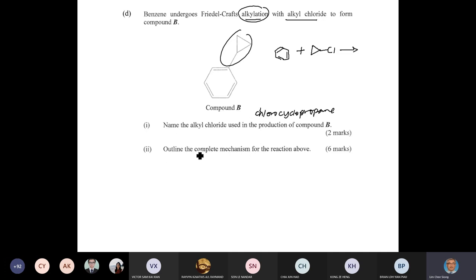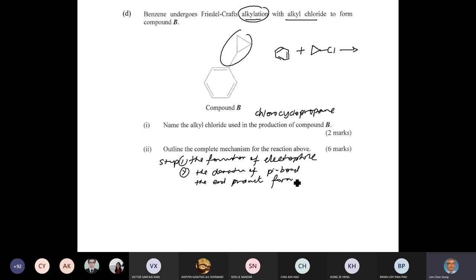Okay, outline the complete mechanism for the reaction above. Same thing, do not involve SN1, SN2, this is topic number 4. Please show step 1, the formation of the electrophile. Then step 2 is about the donation of the pi bond, followed by the end product formation. Get it? I wish that you can try.